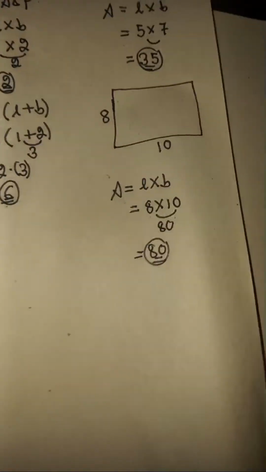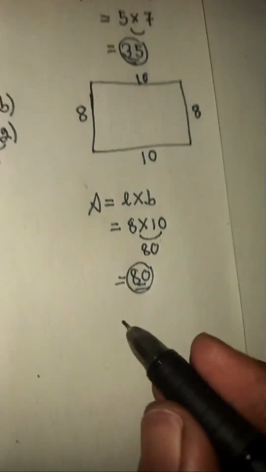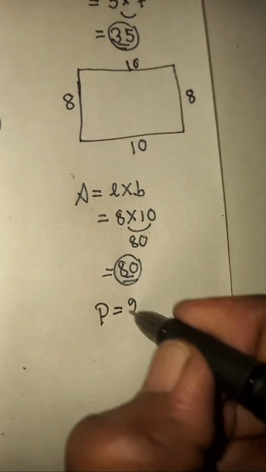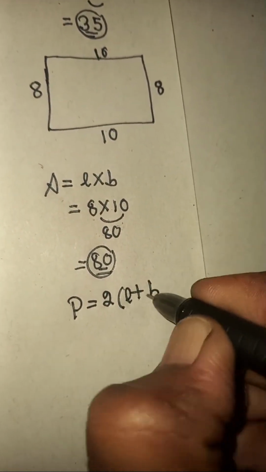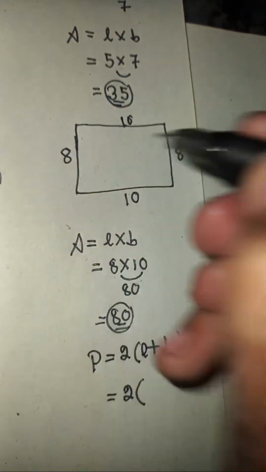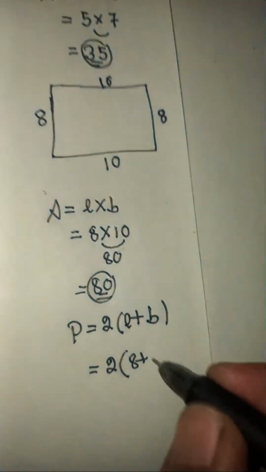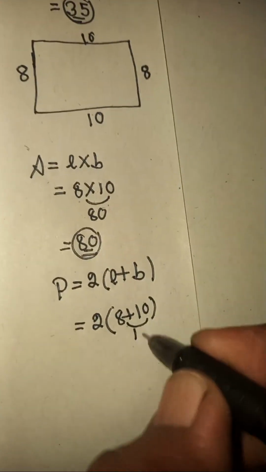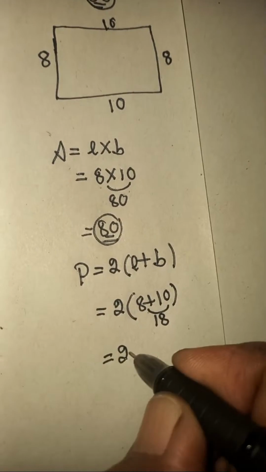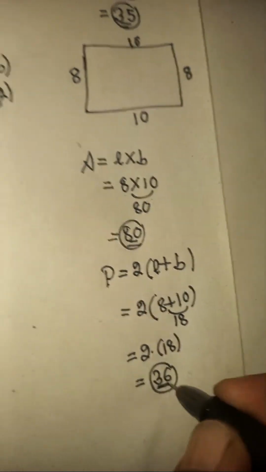Here I didn't find out the perimeter with 8, 10. This side also becomes 8, and this opposite side remains 10. Here the perimeter is the same, 2 times length plus breadth. That is length is 8 units and breadth is this 10 units. It is 8 plus 10, 8 plus 10 is 18. 2 times 18 is going to become 36 units.